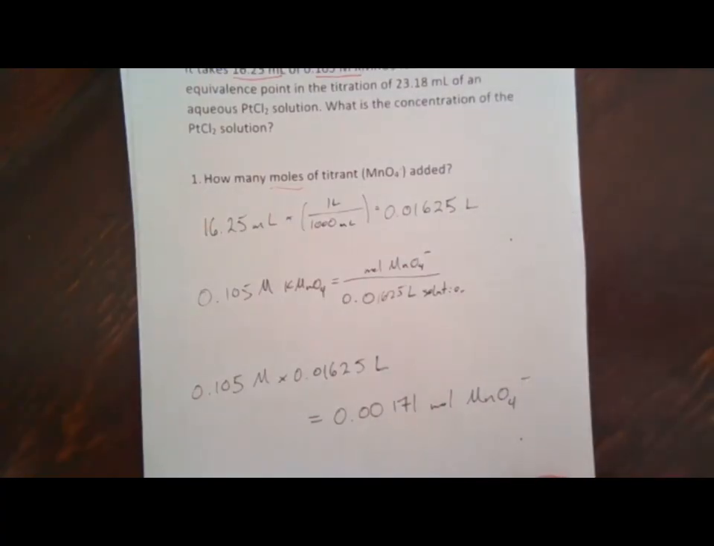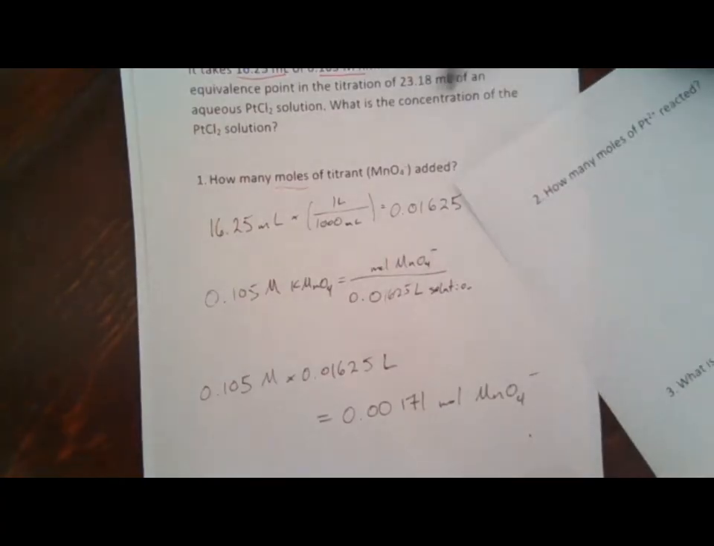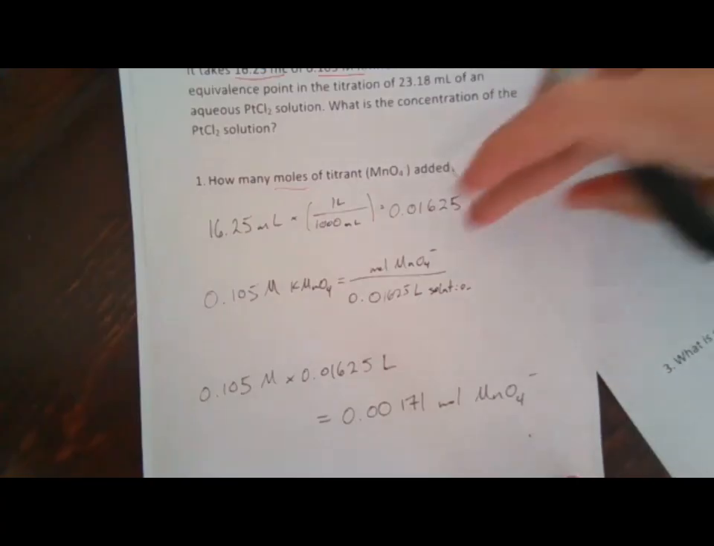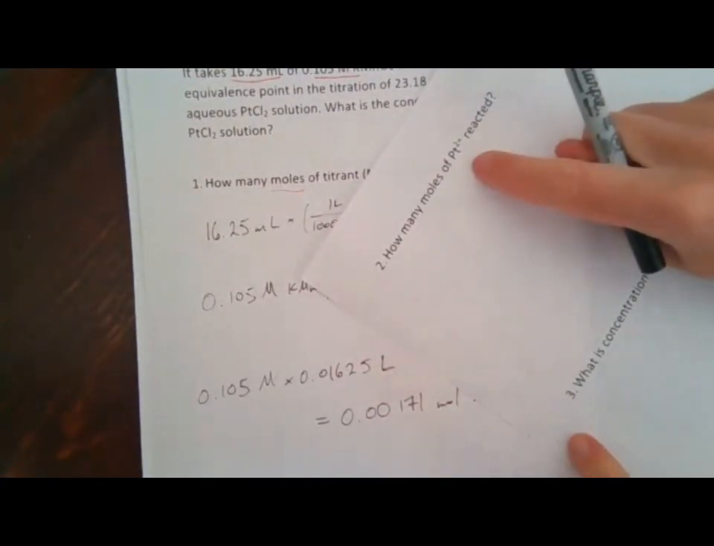So now that we have this moles of permanganate, we want to think what we're after really is the concentration of the platinum 2 chloride solution, right? So what we want to do is, we know this is how many moles of permanganate we added. Well, how many moles of platinum 2 were in there initially? How much reacted? And that's going to come from the stoichiometry.